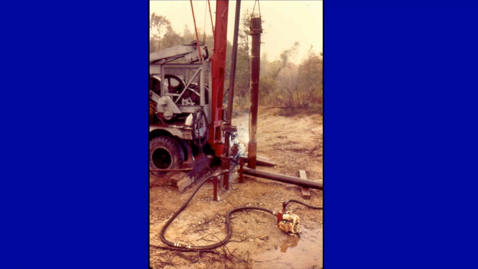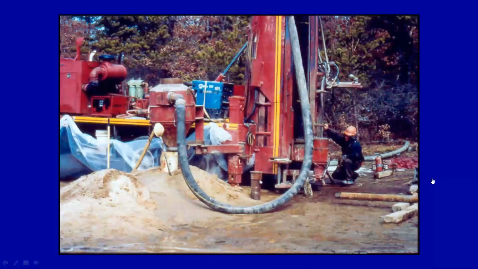If in fact this had been the original test well, the town of Auburn, Massachusetts would never have ended up with a public water supply sited here. There are different types of drilling machines that can put in permanent wells and the test well.